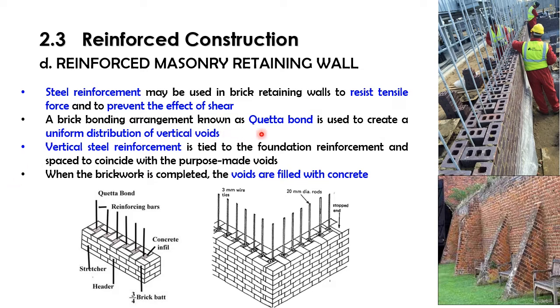A brick bonding arrangement known as quetta bond is used to create a uniform distribution of vertical voids. So, cara dia susun brick ni pakai quetta bond. Vertical steel distribution is tied to the foundation reinforcement and spaced to coincide with the purpose-made voids. When the brickwork is completed, the voids are filled with concrete. Jadi bila brickwork ni dah complete, RC dah kita letakkan kat dalam ni, kita akan fillkan this void dengan concrete.